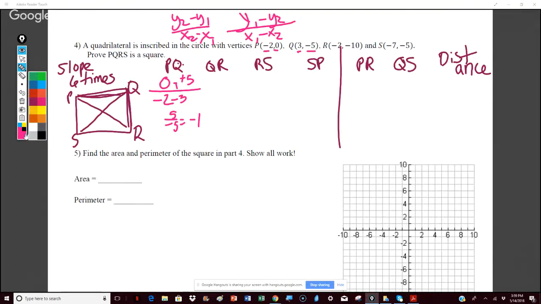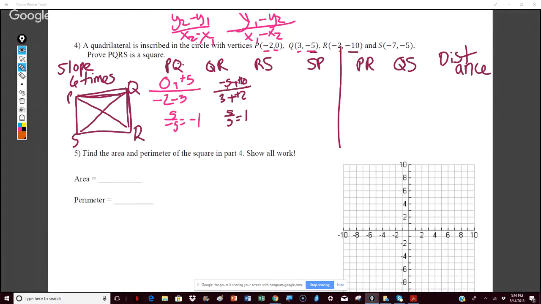Now I'm going to do the same thing again 6 times. Here comes QR. Now I've got Q. I'm going to get my -5 minus -10. So we know that's going to become positives. Then I've got 3 minus -2, which becomes positive. -5 plus 10 is +5. +5 divided by +5 is 1.